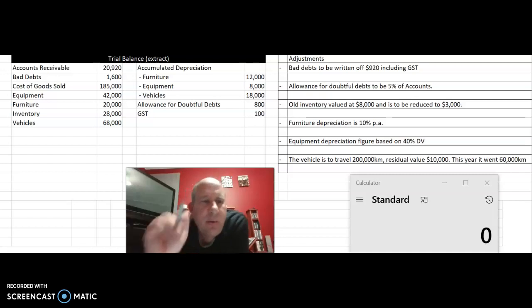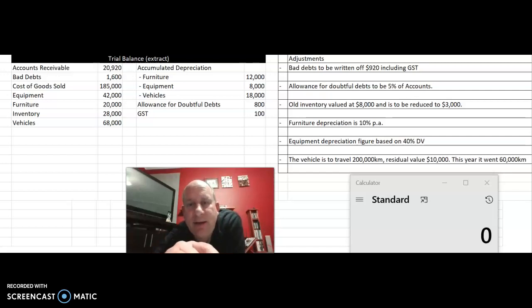Right, here we go. So what we're going to do is we're going to go through each of these adjustments one at a time. Remember, the debit side is where we've got our assets, our expenses and drawing sometimes. On our credit side is where we have our liabilities, our income and our capital. In this case, however, we've got what we call contra assets. Negative assets. So we've got negative property, plant and equipment with furniture, equipment and vehicles. And we've got a negative current asset with the allowance for doubtful debts. So we're going to start off with the first one. As we go through each of these, we're going to cross them off.